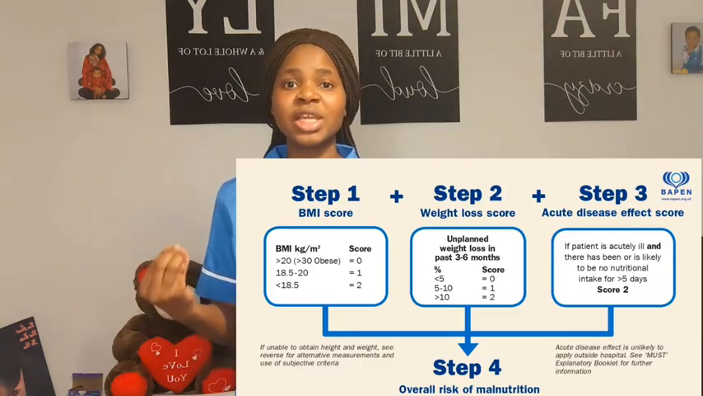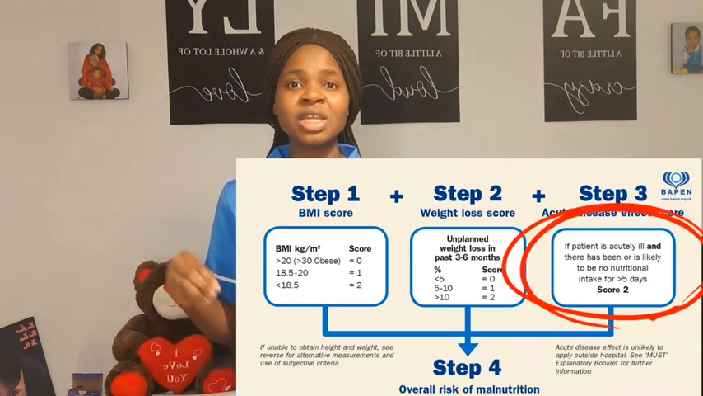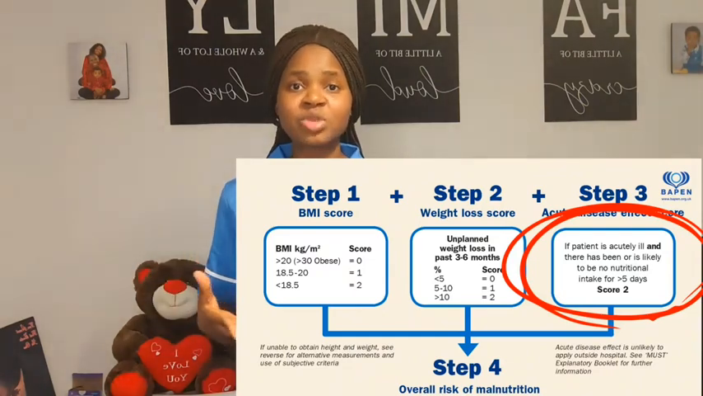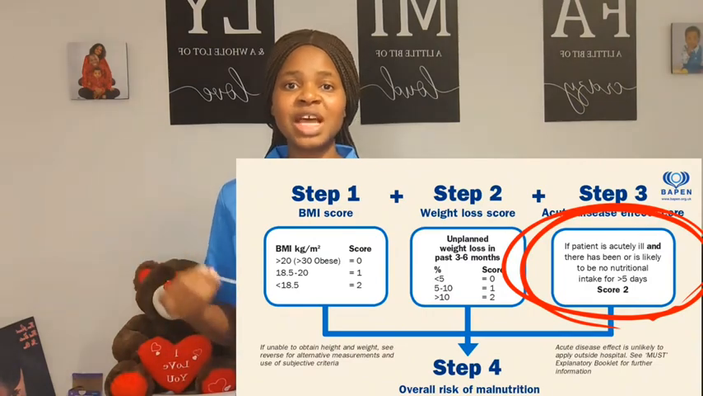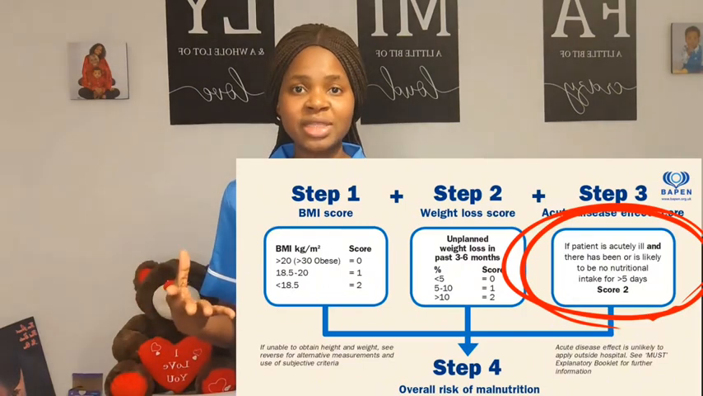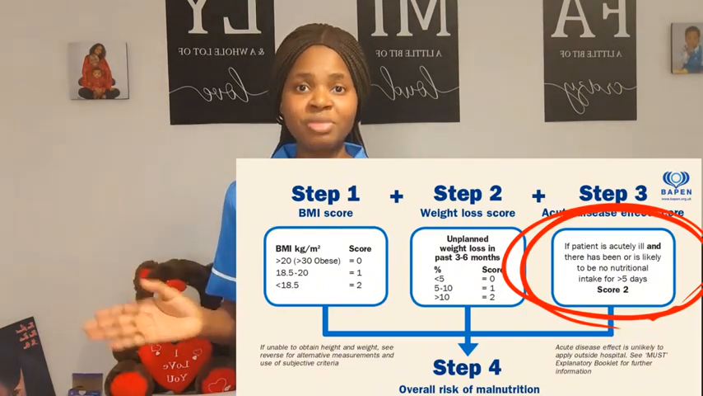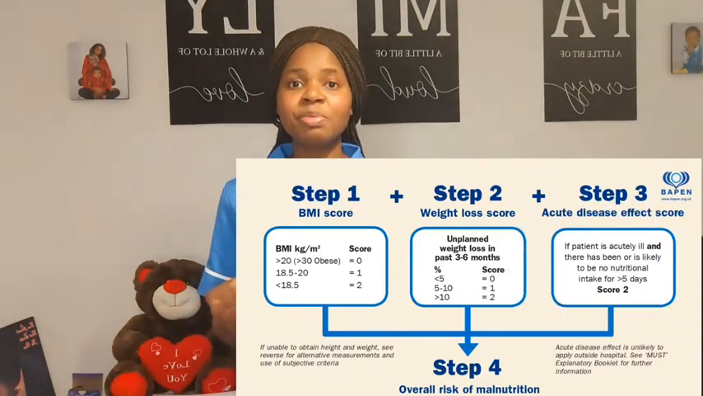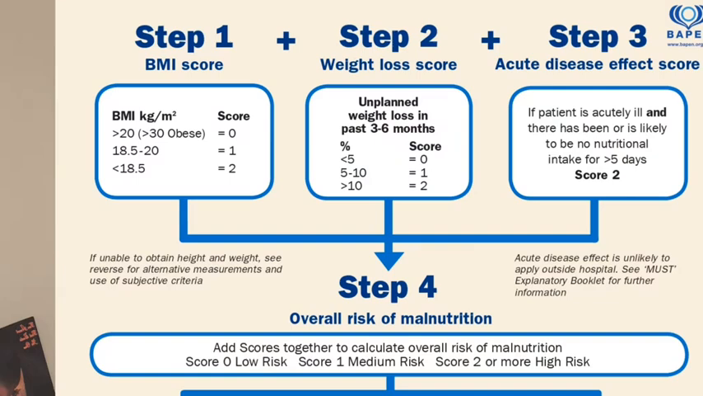And for step 3, if it is not mentioned in your scenario that this patient is acutely ill and has not been taking adequate oral intake for some days, this patient will still be scoring 0. However, if it is stated that this patient has been acutely ill and has not been taking oral intake properly for some days, that will make the patient automatically score 2. And in your step 4, sum up the score. It's as simple as that.